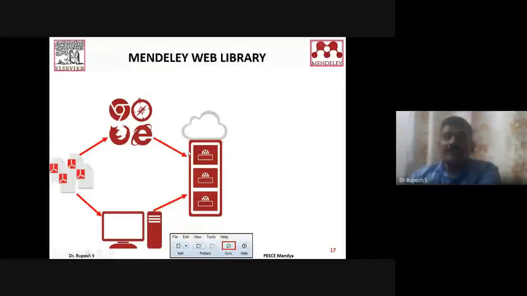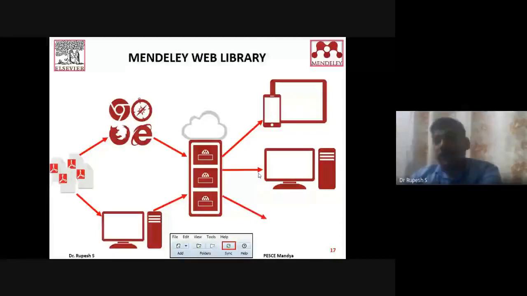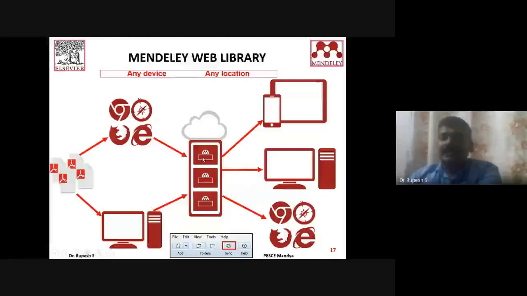Once articles are added permanently into the cloud, you can retrieve them as and when required from any location or any device. For example, you can use your mobile phone, iPad, or your desktop, laptop, or even browsers to access your data from your Mendeley cloud. That means Mendeley Desktop facilitates permanent storage of your articles in the Mendeley cloud, and you can access your files from any device and any location.